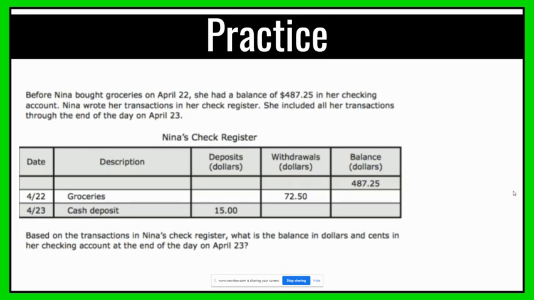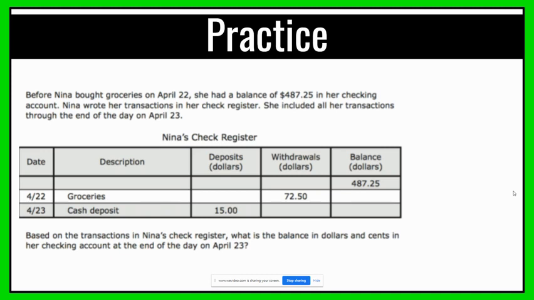So in the check register, I can see that I have a starting balance of $487.25. That's in the balance column. And then I can see on April 22nd, I bought groceries, which was a withdrawal. I'm taking that money out, and those cost $72.50. And then on April 23rd, I had a cash deposit, and it went in the deposit column for $15.